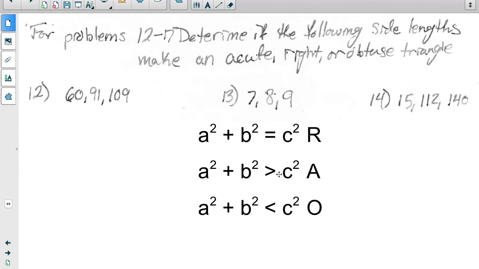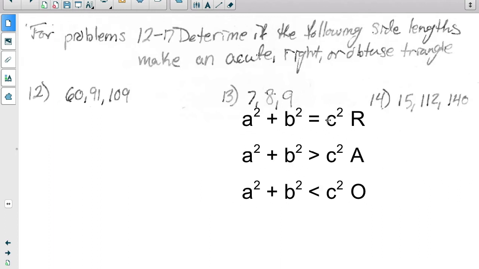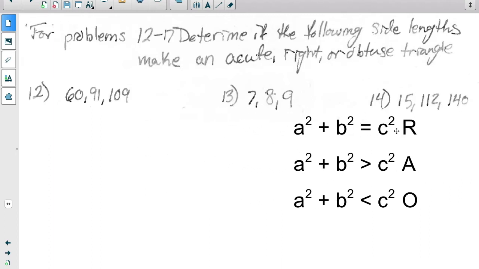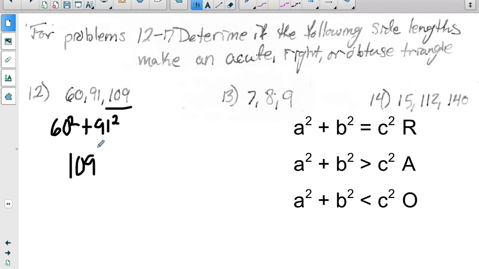So if a squared plus b squared is greater than c squared, it's acute. And if a squared plus b squared is less than c squared, it is obtuse. So we'll look at number 12 first. So if I look at these three lengths, well, 109 is the biggest length, so it will be c. So that means we'll have 60 squared plus 91 squared and 109 squared.